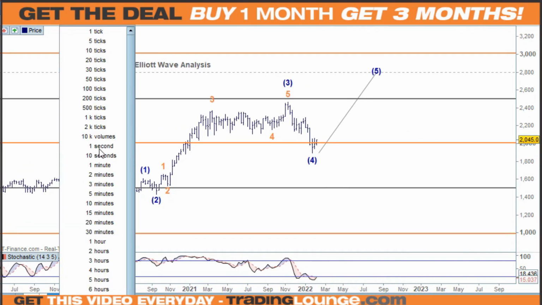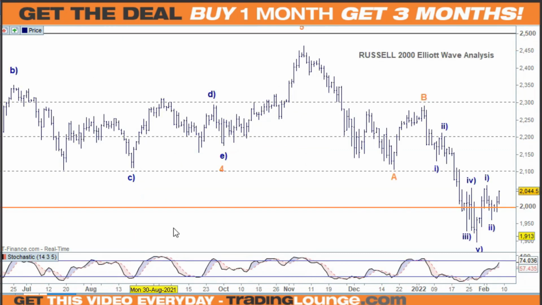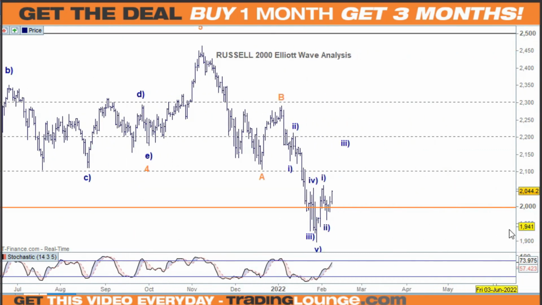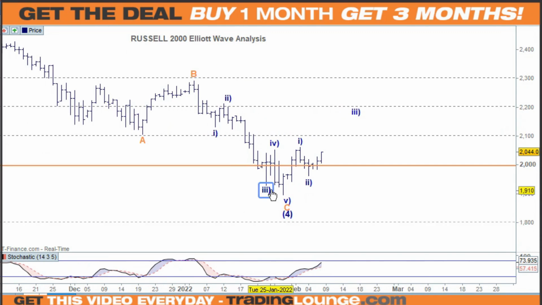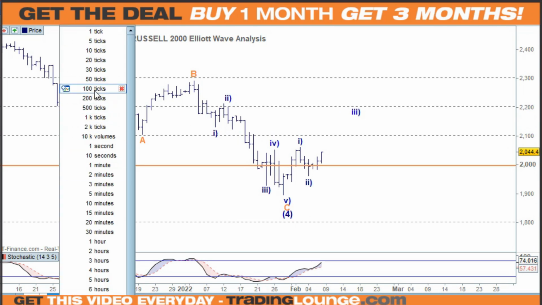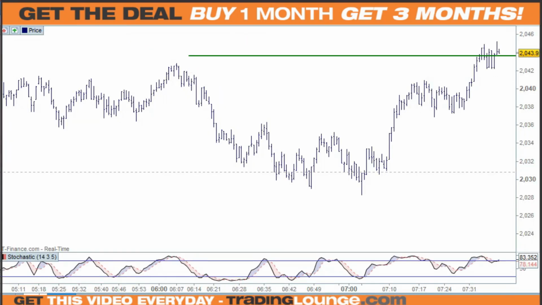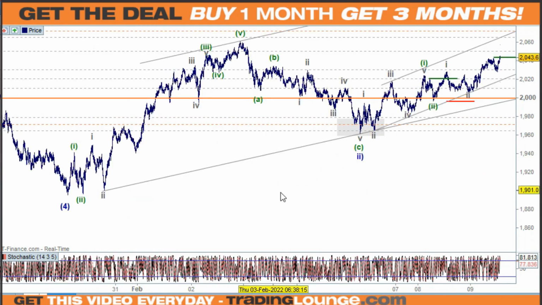So let's go to a daily chart and check on this. We're looking at this as wave 1 and wave 2 here, and then we're looking for wave 3. So counted a little bit differently. Let's go to the tick chart and drill in a bit further.